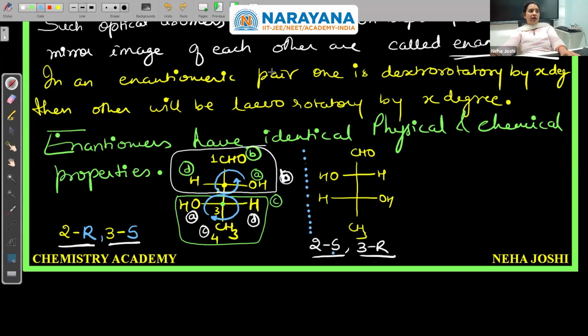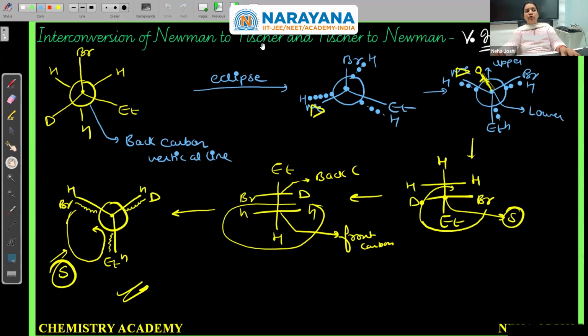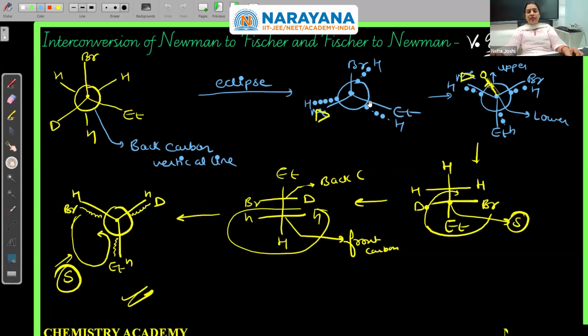How to assign RS? Okay. Interconversion of Newman to Fischer and Fischer to Newman. Yes, theory I'll give you. So first step, whatever Newman you are given, rotate it to have an eclipsed arrangement. So this is what you can have, an eclipsed arrangement. Bromine, so I rotated H, all three H, like this.